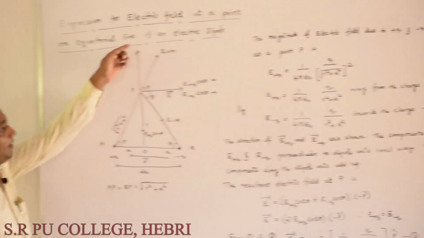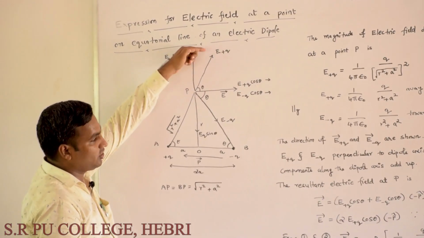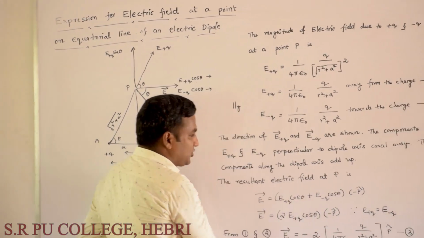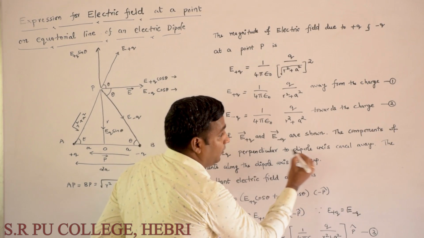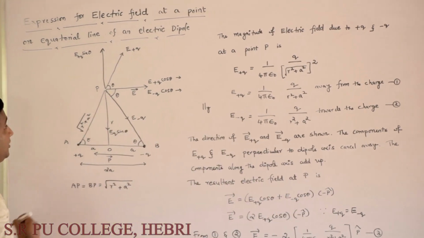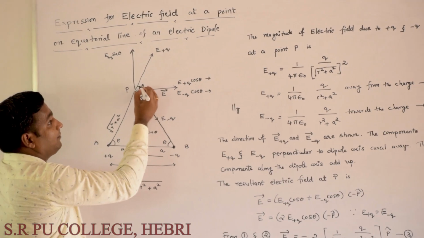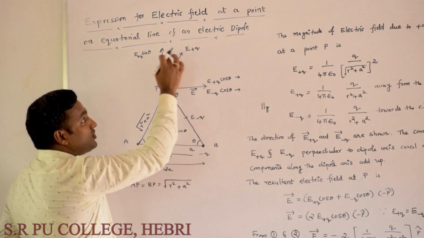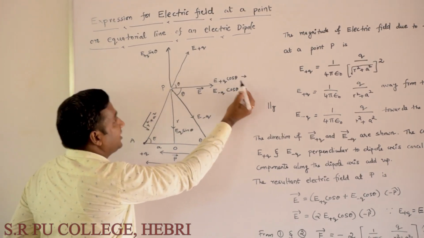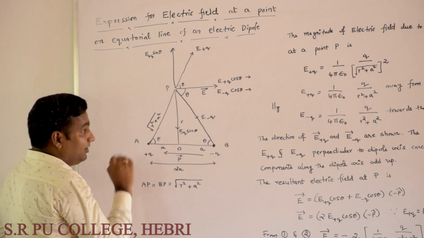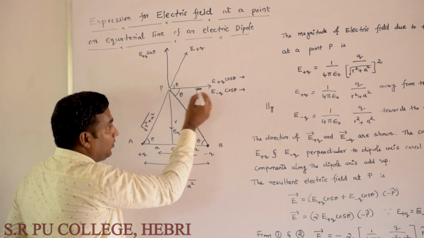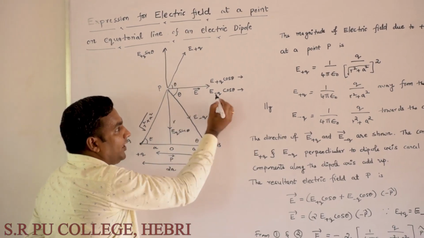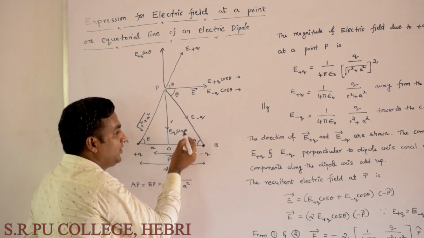The directions of E plus Q and E minus Q are shown in the diagram. The components of E plus Q and E minus Q perpendicular to the dipole axis cancel away. If you consider E plus Q, it makes an angle theta with the horizontal. Because of this angle theta, it is resolved into two components, E plus Q cos theta and E plus Q sin theta. Similarly, E minus Q, which lies between horizontal and vertical at the particular angle theta, is also resolved into two components, E minus Q cos theta and E minus Q sin theta.